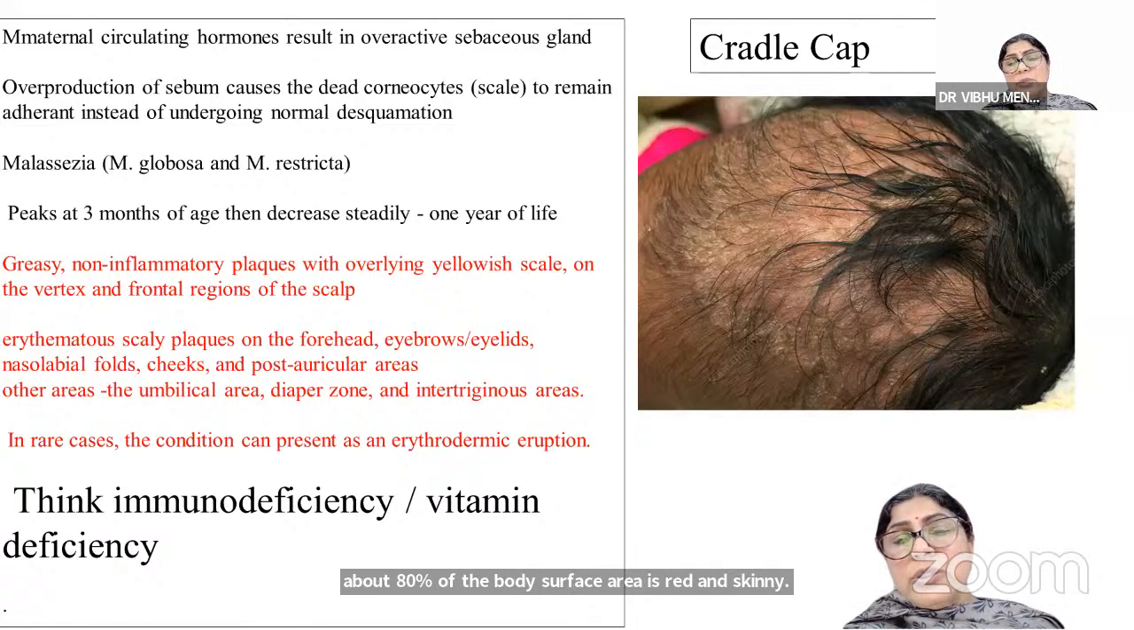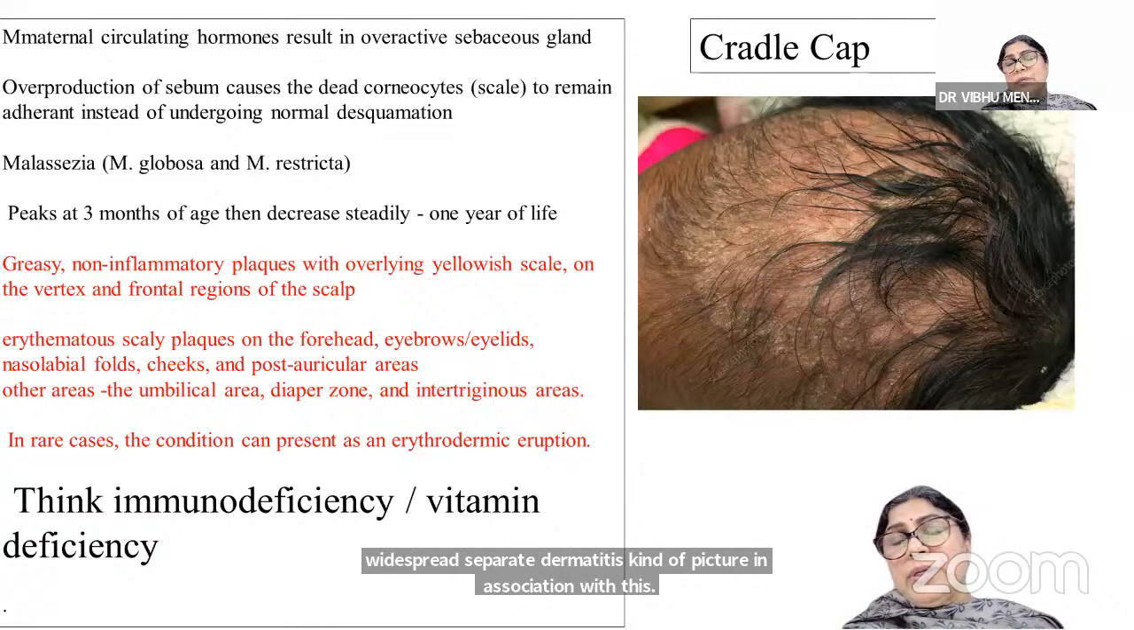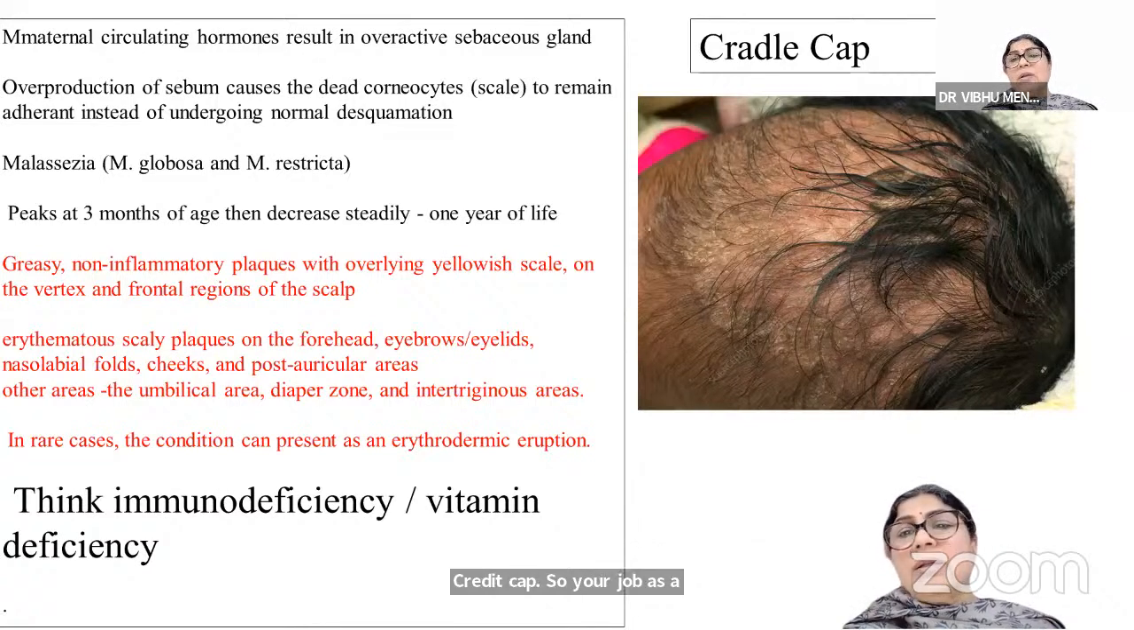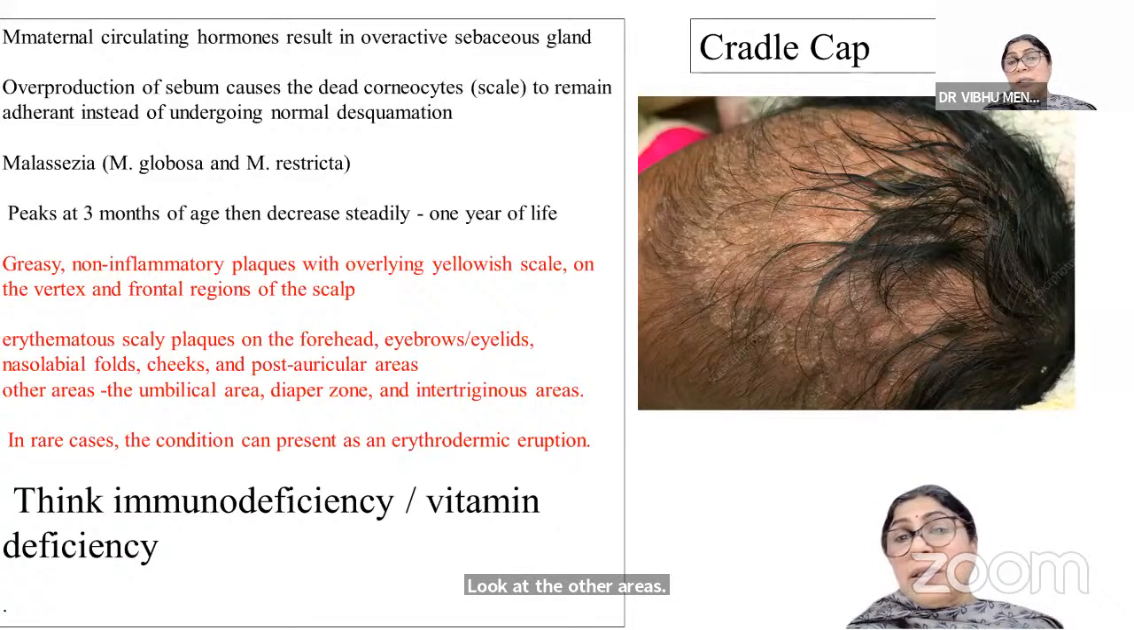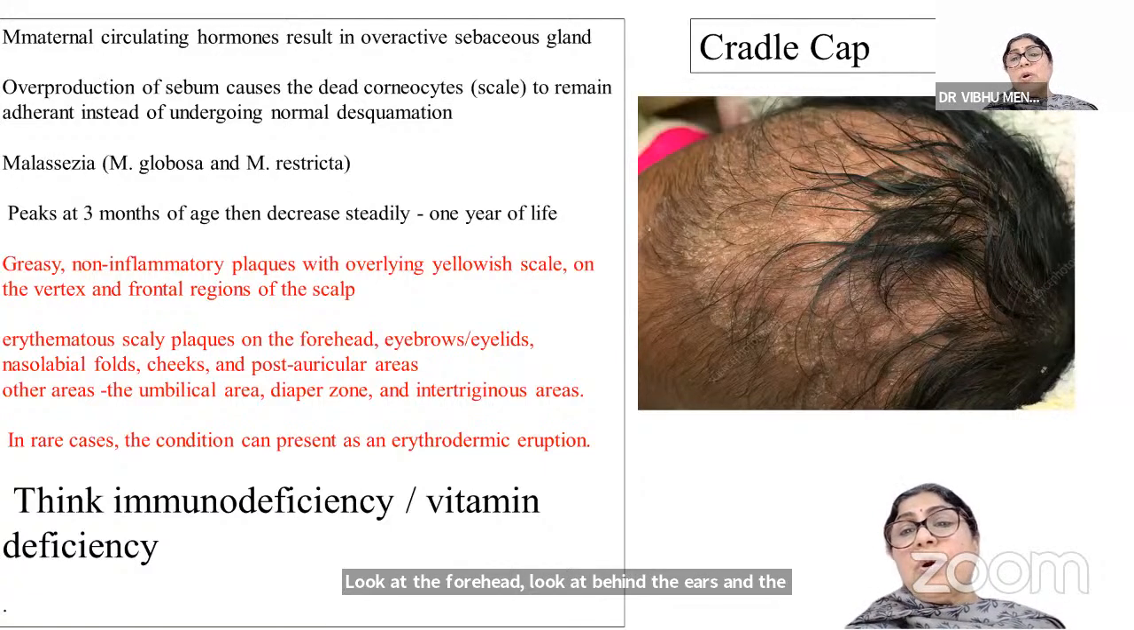So that's a rare situation. But in case you are seeing a widespread seborrheic dermatitis kind of picture in association with this cradle cap, your job as a pediatrician is to examine and look at the other areas, the forehead, behind the ears, and the other body folds. In case it is there and it does not respond to your usual management, then you think of some underlying immunodeficiency, or some vitamin deficiency.